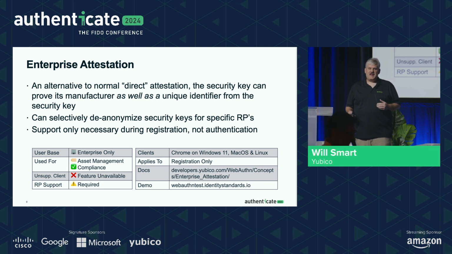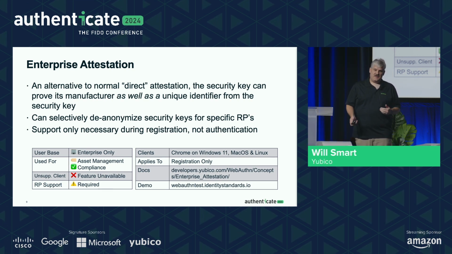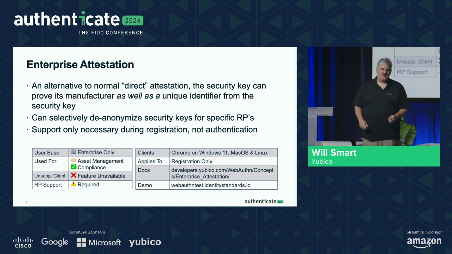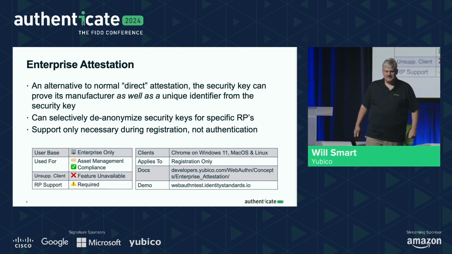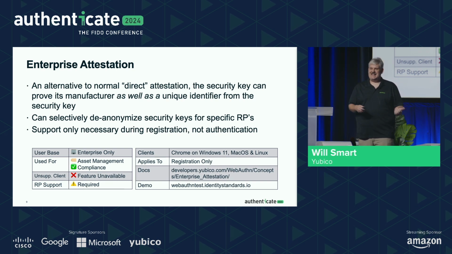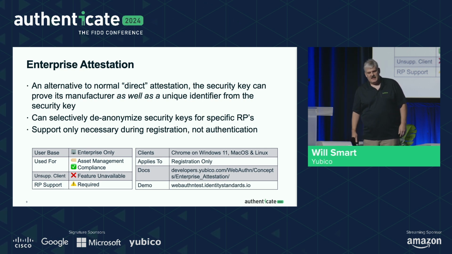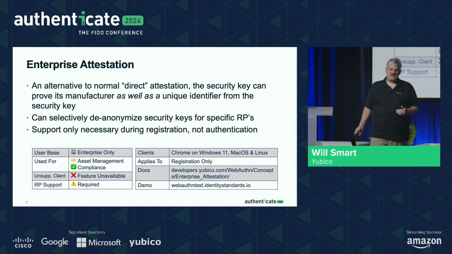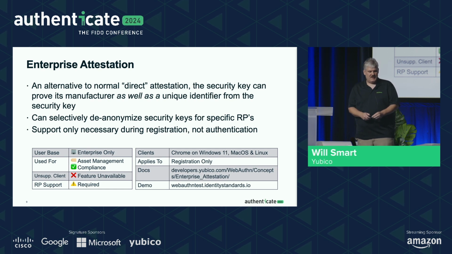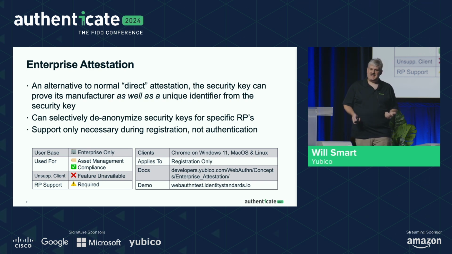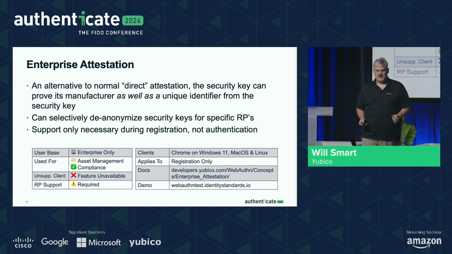And this will actually tell you the serial number of the security key that was used when you authenticate or register, actually only when you register. And so you can selectively de-anonymize security keys only for a specific relying party. This support is only necessary when you register the security key, and you don't have to do anything when you authenticate, right? What else do I need to say about EA? Nothing. EA is great, but again, only an asset management feature, right? Don't think about EA as a security feature.